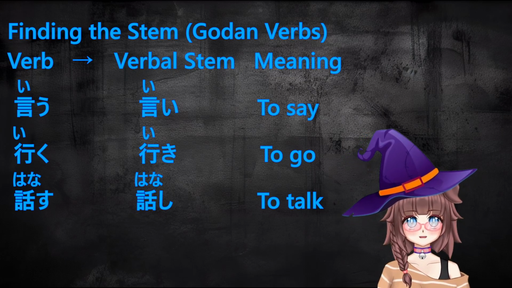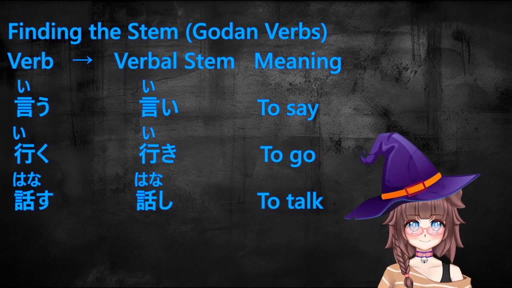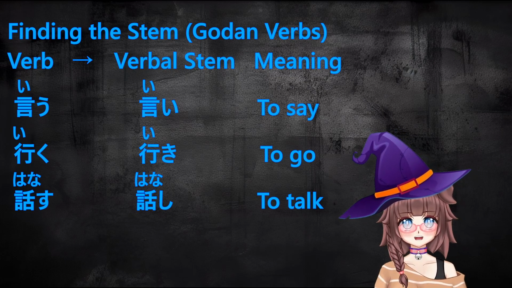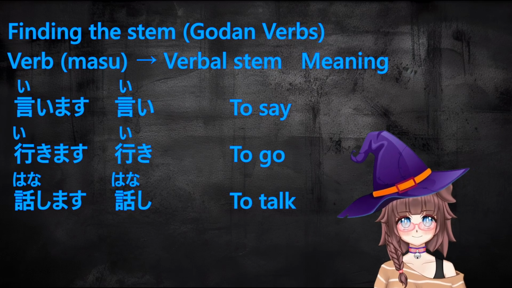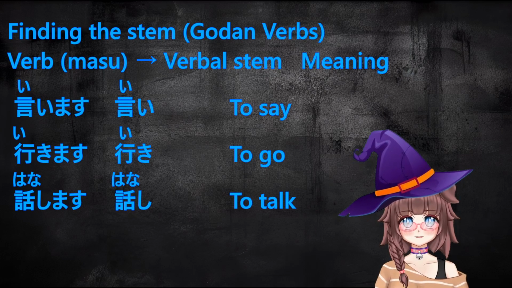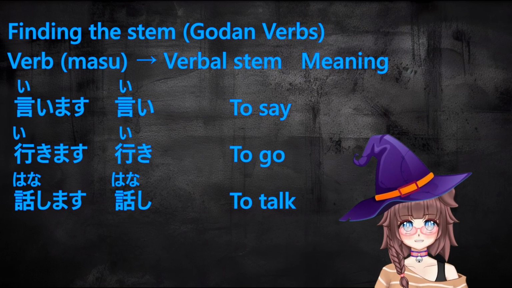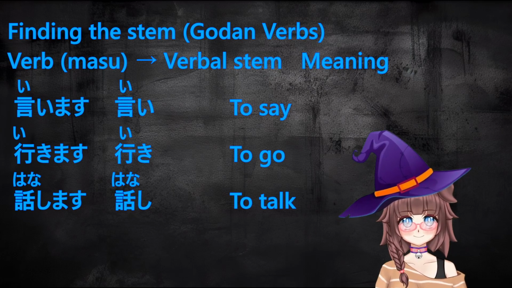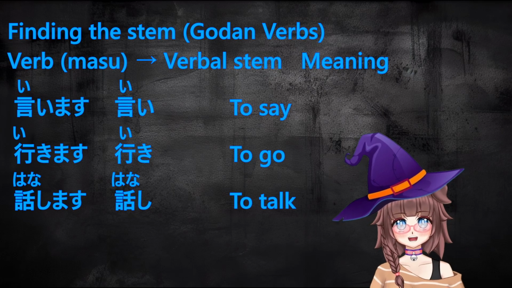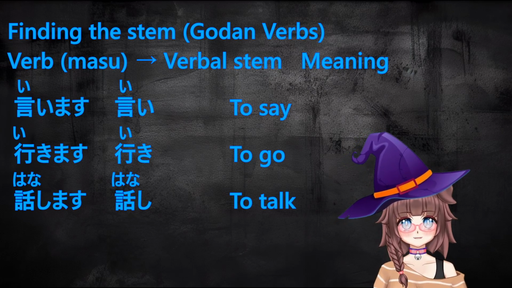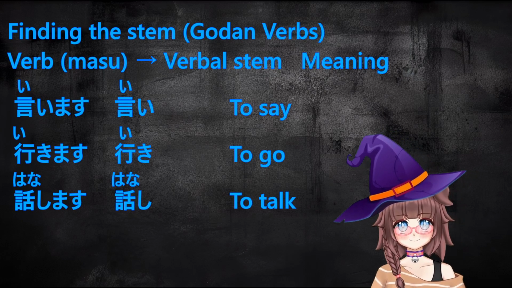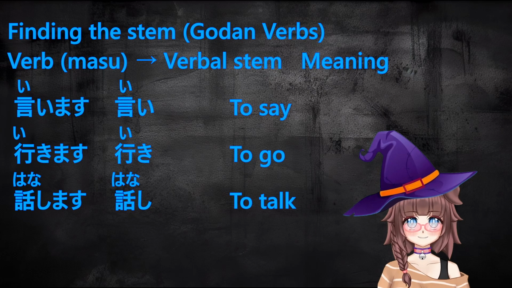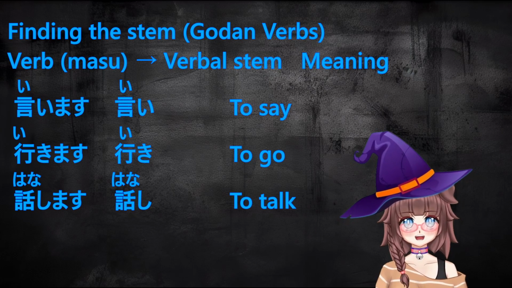But the other way that you can think about it, which feels like extra steps, but for me has just always been the way that I tend to think about it, is to take the mas form and drop mas to arrive at the stem. So here we have our verbs. We have imas, and we're dropping the mas to make i, which means to say. We have ikimas, and we're dropping the mas to create iki, and that means to go. And we have hanashimasu, and we're dropping the mas to make hanashi, which means to talk.